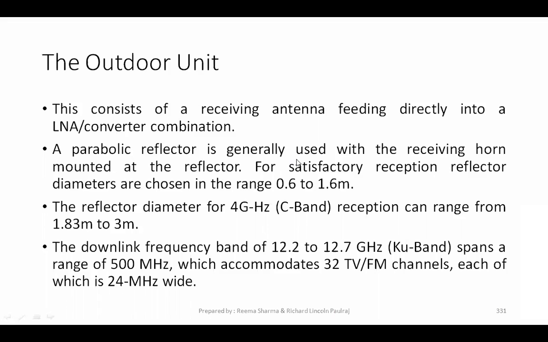A parabolic reflector is generally used with the receiving horn mounted at the reflector. For satisfactory reception, the diameters are chosen from 0.6 to 1.6 meters. So ours are just in the range of a few meters. But if you see those satellite antennas, as I told you, they can range even up to 10 feet in diameter. So the reflector diameter for 4 gigahertz C-band reception can range from 1.83 to 3 meters.